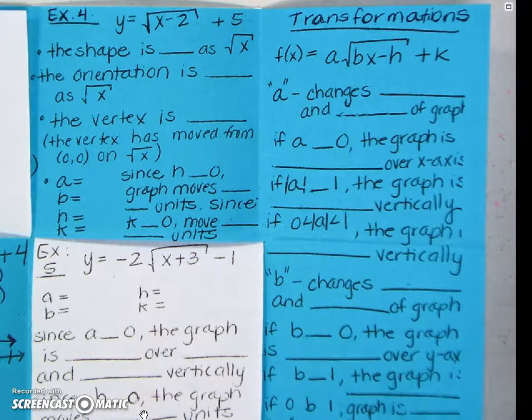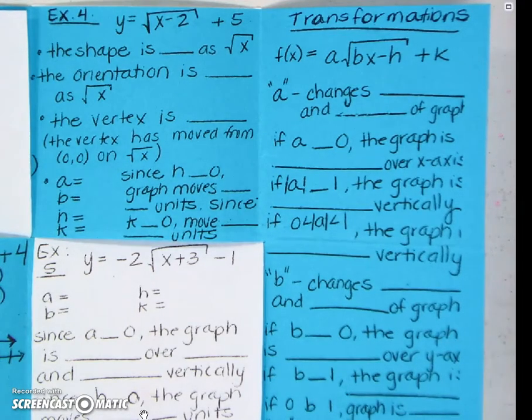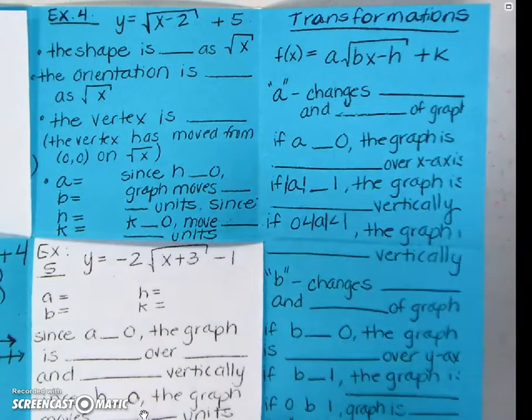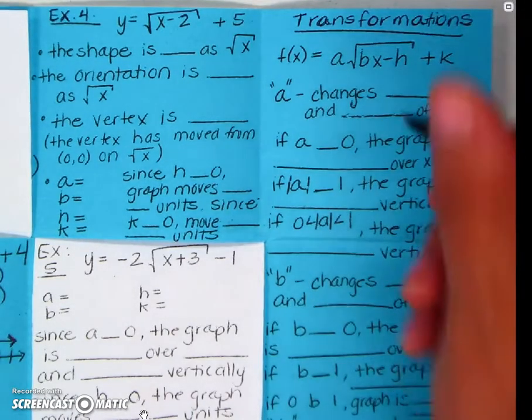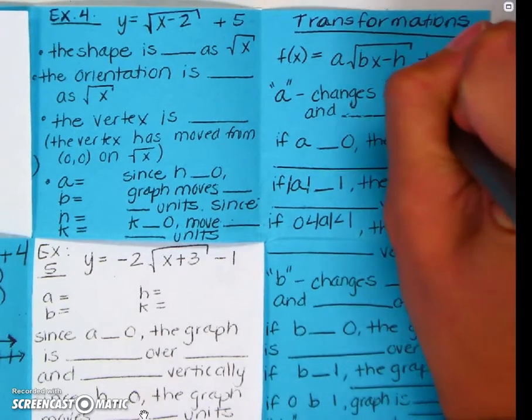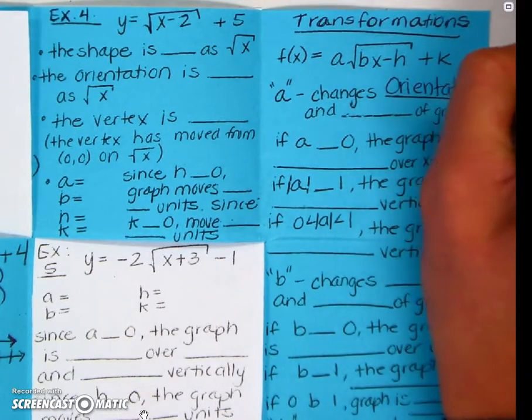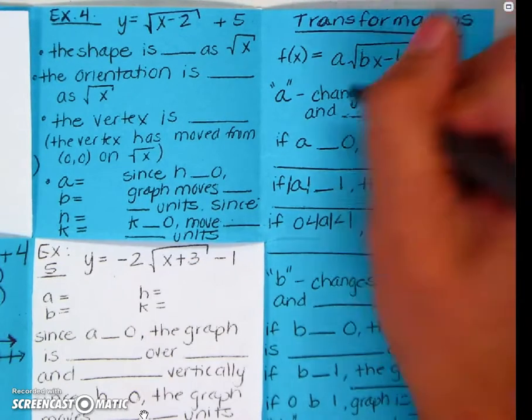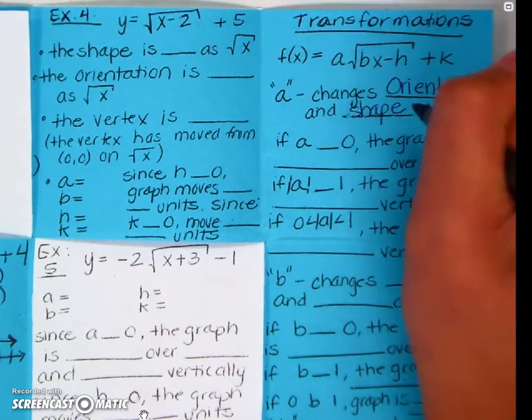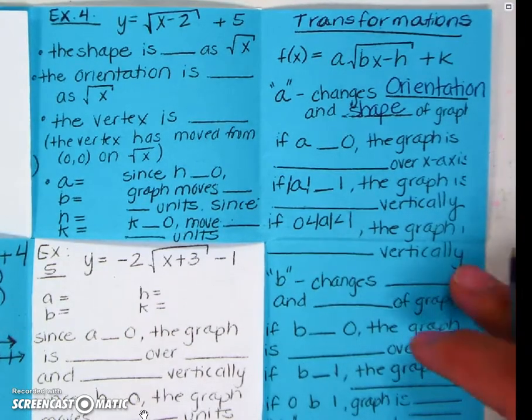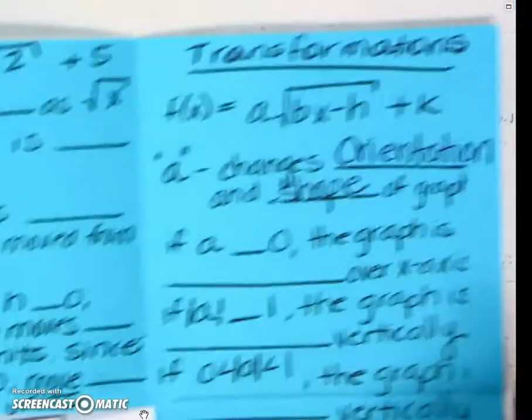Okay, if you have a times the square root of bx minus h plus k, a changes the what? Do you guys know? Yes, a changes the orientation and the shape of the graph. So in other words, it's going to tell you, is it facing up, down, left, or right? I'm going to zoom in on this big time so that you guys can see it.